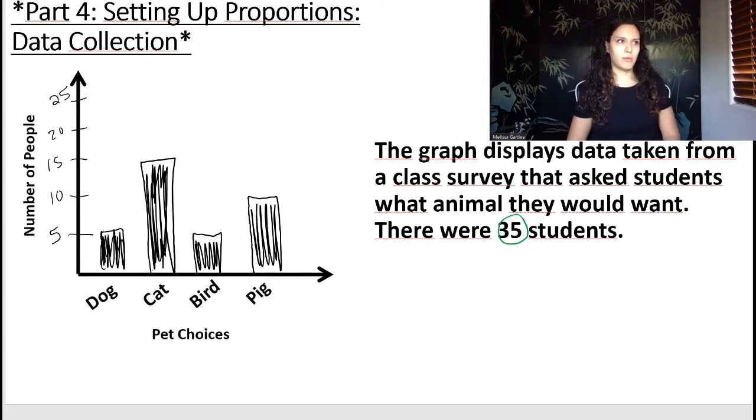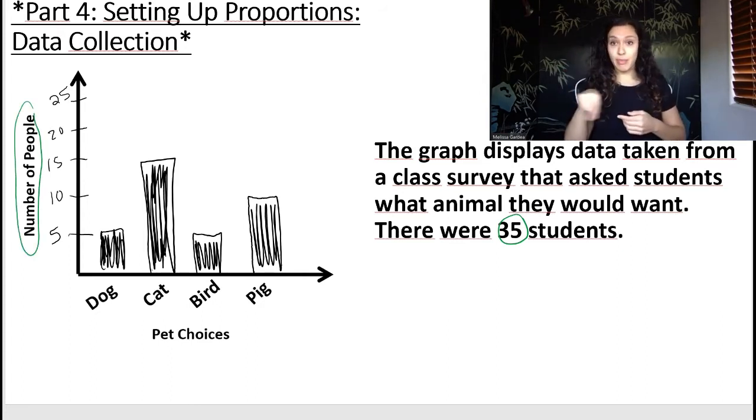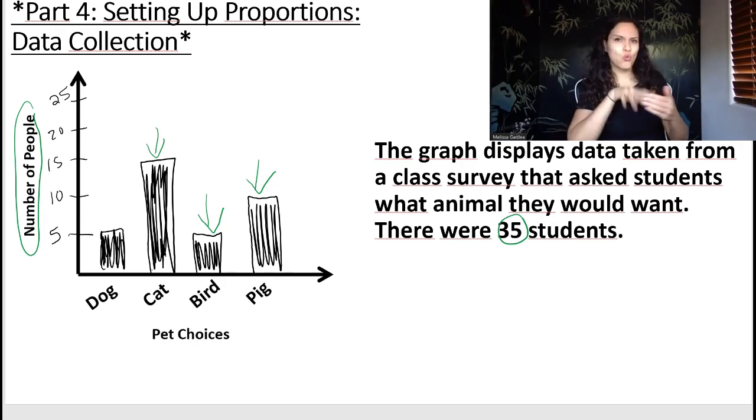Okay, so what this is saying is that 5 students would choose a dog, 15 students would choose a cat, 5 would choose a bird, and 10 would choose a pig. That's how we read this graph. We're going to use this graph to help us with some of these problems.